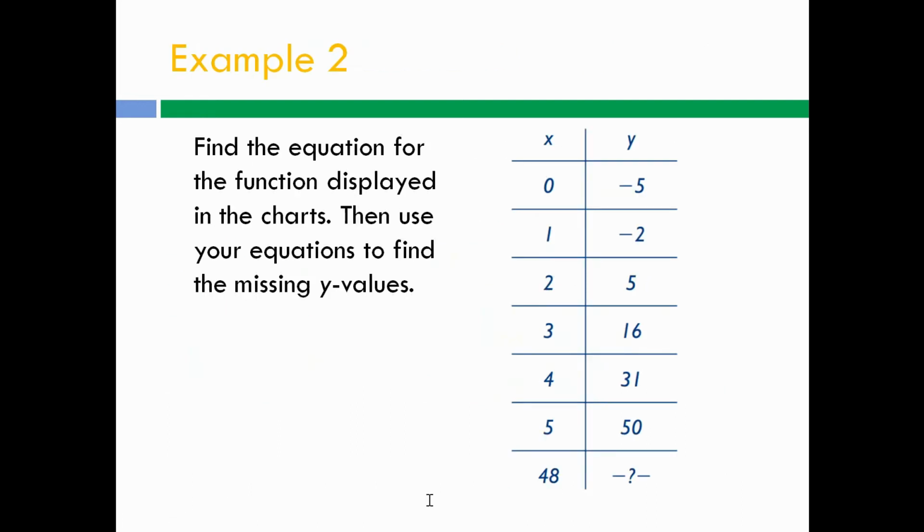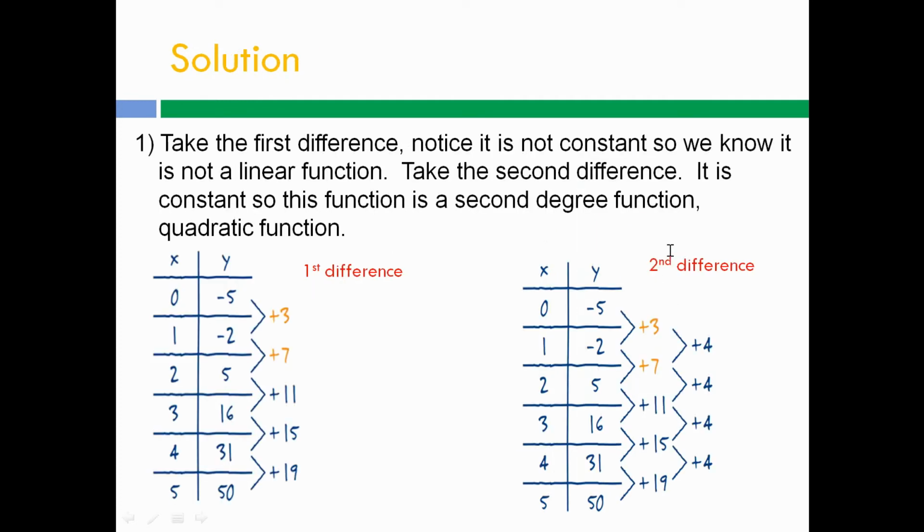Example 2. Find the equation for the function displayed in the chart, then use your equation to find the missing y. Don't get overwhelmed, we'll do this together. You're given a chart. Your first input is 0. Perfect. So you start subtracting the y values. -2 minus -5, you'll have +3. And you'll do it again. 5 minus -2, you'll have a +7.